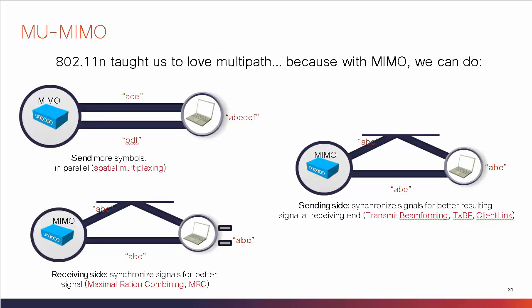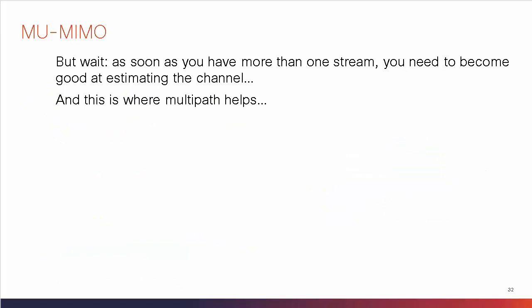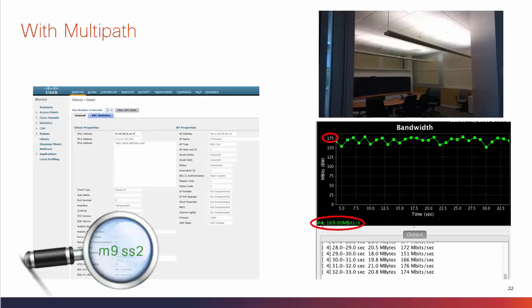But if you look a bit deeper at how this works, in fact, as soon as you send more than one stream, you need multipath. Multipath is a requirement to be able to receive more than one stream. And this is something you can verify with a very simple experiment that I did for you.